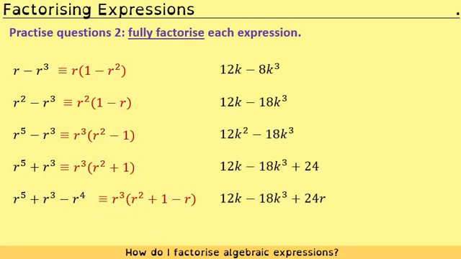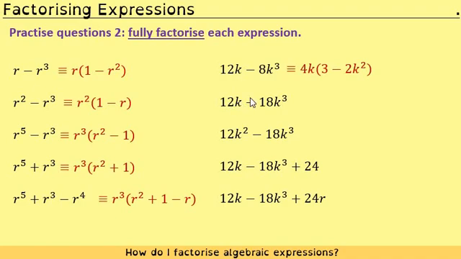Okay, have a go at these 5 questions. Pause the video now. Okay, so we're going to go through the answers, make sure you have a different colour pen to work with. So we now have numbers involved, so we need to think about numbers and letters here. So 12k, take away 8k cubed, the greatest possible factor there would be 4k. Now inside the bracket we get 3, take away 2k squared.